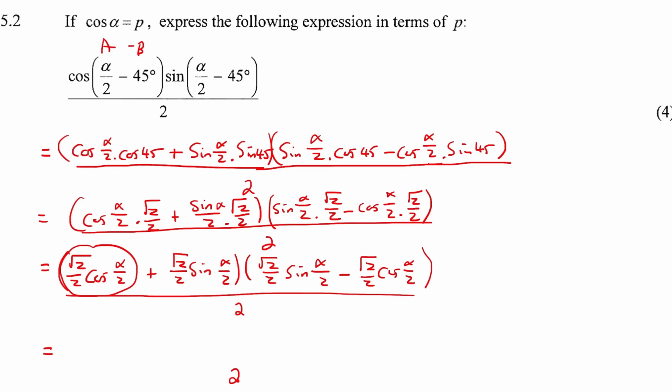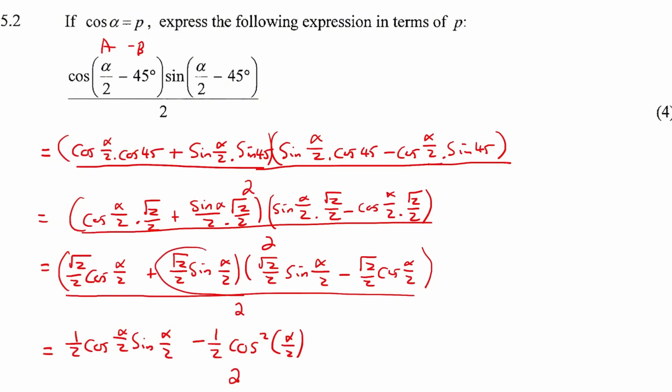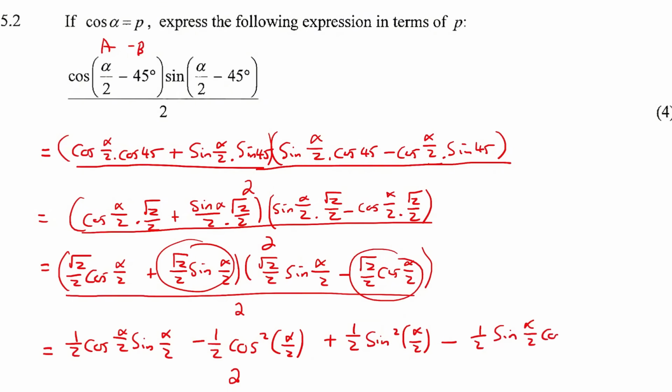So you can just type the square root 2 over 2 on your calculator, and multiply this square root 2 over 2 with this square root 2 over 2. And you'll notice that that's actually just going to give you a half. We're going to end up with a half cos alpha over 2 sin alpha over 2. Then if you multiply these two together, that's going to give you negative a half cos squared alpha over 2. And then I'm going to multiply these two together, which is going to give you a half sin squared alpha over 2. And then lastly, minus a half sin alpha over 2 cos alpha over 2.